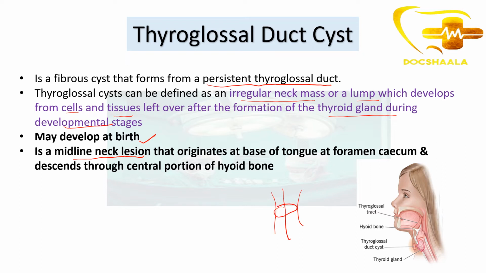It originates from the base of the tongue at foramen cecum and descends through the central portion of the hyoid bone. So this is the extent of the lump. From this image you can appreciate that it is present in the midline of the neck, originating from the base of the tongue at foramen cecum and descending through the central portion of the hyoid bone.